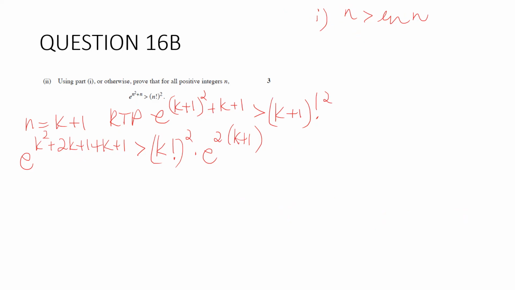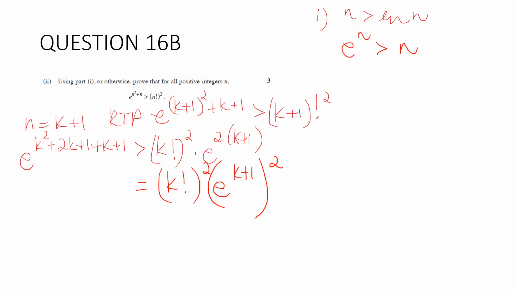Which is equal to k factorial all squared e to the k plus 1 all squared. Now returning to part 1 for a minute, we proved that n is greater than ln n. And that's the same as e to the power of n is greater than n because n is positive. And looking at what we have here, e to the k plus 1 must be greater than k plus 1.